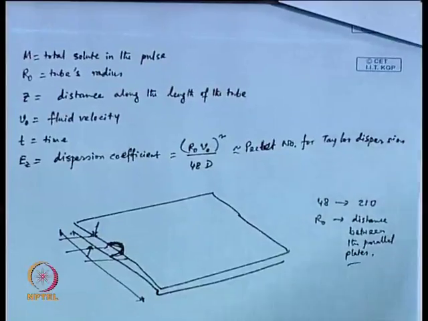If it is a square channel, it has to be figured out. Somebody has to figure it out. I am not aware of what the numbers should be or how it is to be done, but that can be done. I am sure some researcher has already done it. It is just that I am not aware of it.